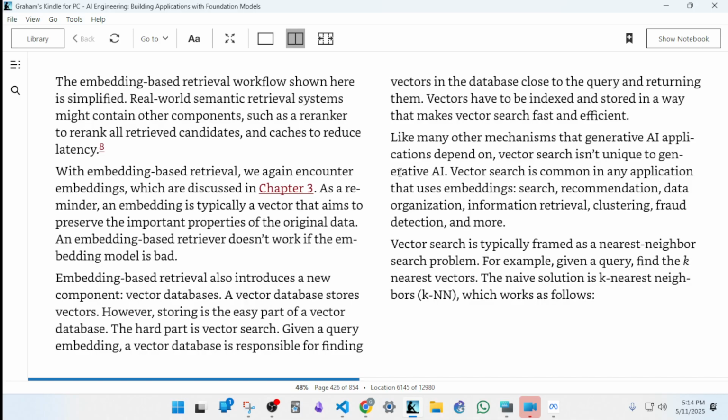Vector search isn't unique to generative AI. Vector search is common in any application that uses embeddings: search, recommendation, data organization, information retrieval, clustering, fraud detection, and more. Vector search is typically framed as a nearest neighbor search problem. For example, given a query, find the k nearest vectors. The naive solution is k-nearest neighbors, k-NN, which works as follows.